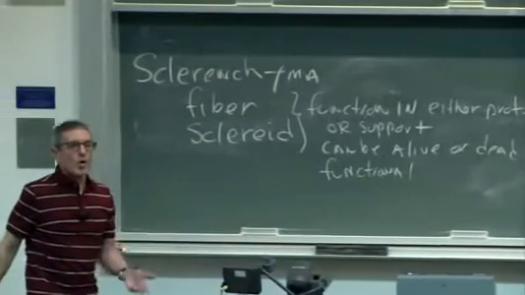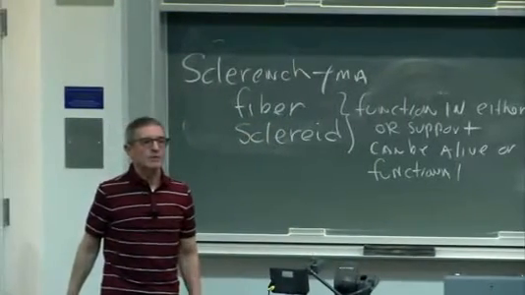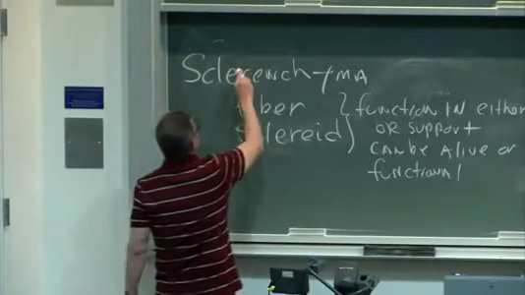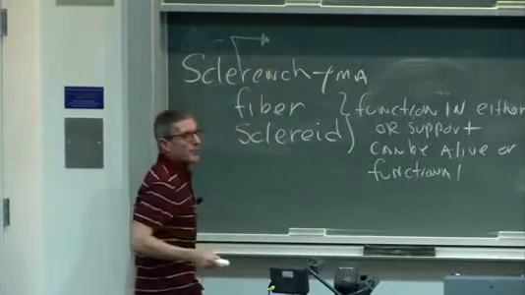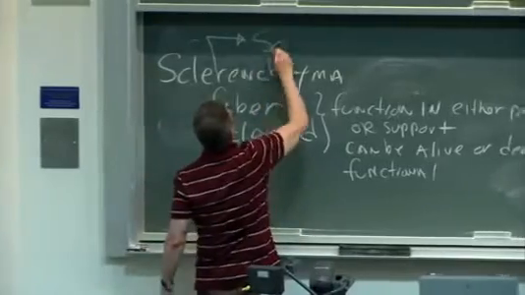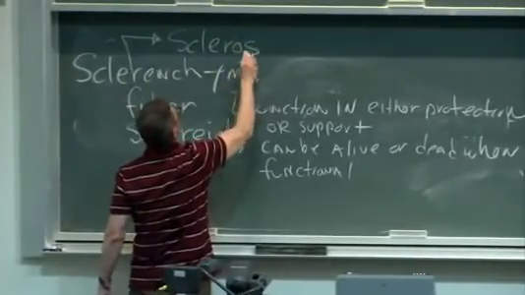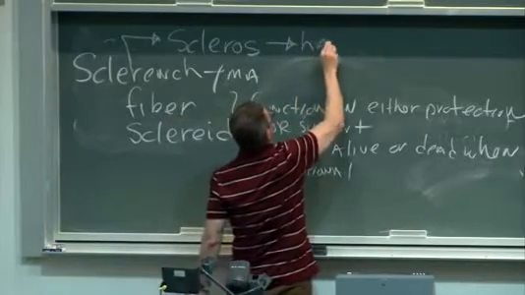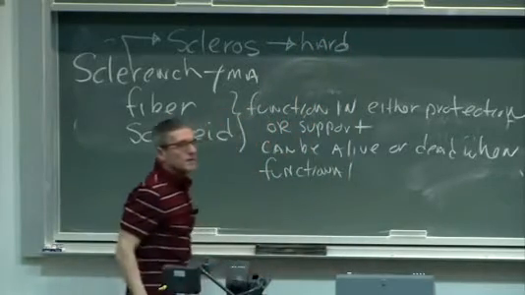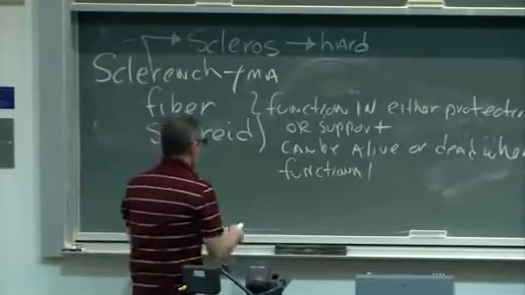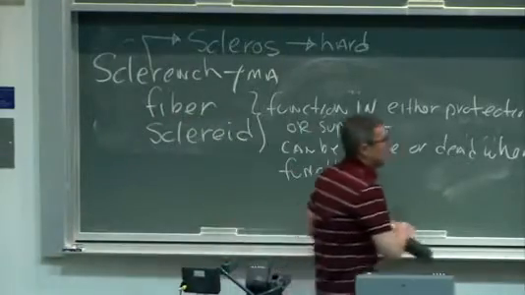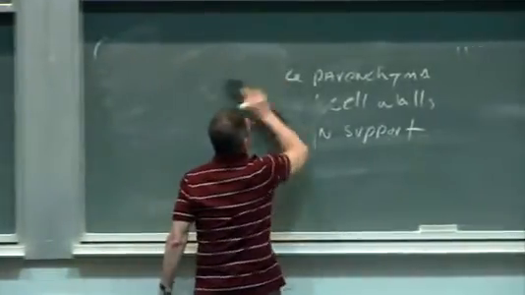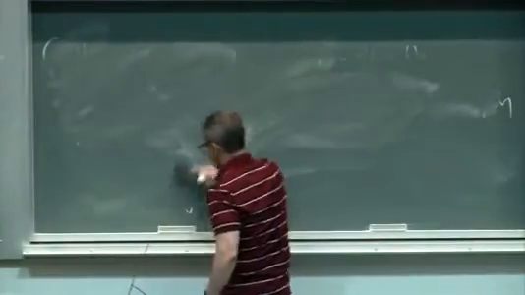Knowing the origins of the word sclerenchyma will help you to understand what these cells do and what they're made of. The word sclerenchyma comes from the Greek word skleros, which means hard. These cells are made hard by the depositing in the cell walls of a phenolic compound known as lignin.